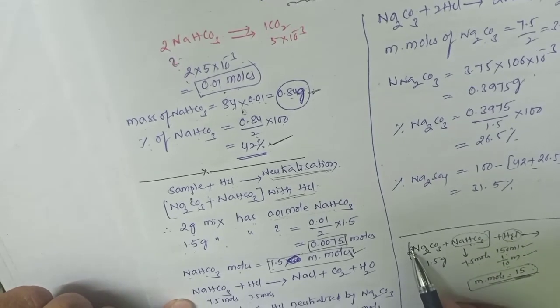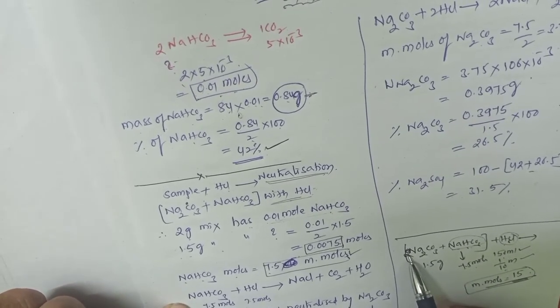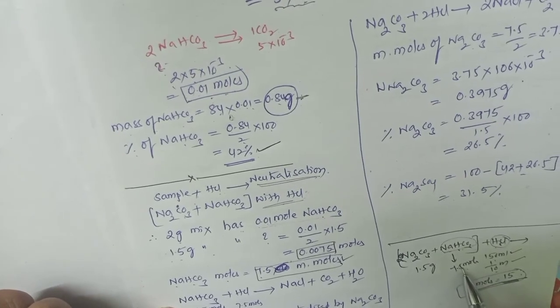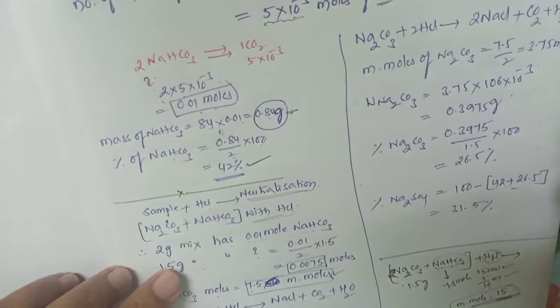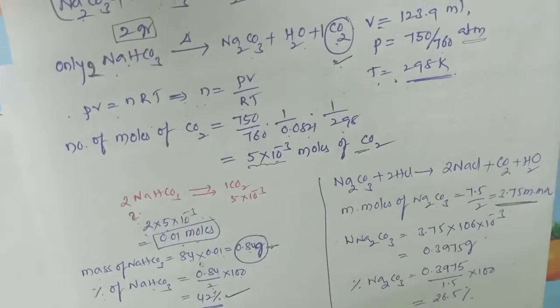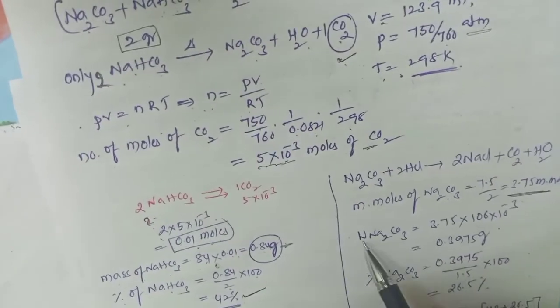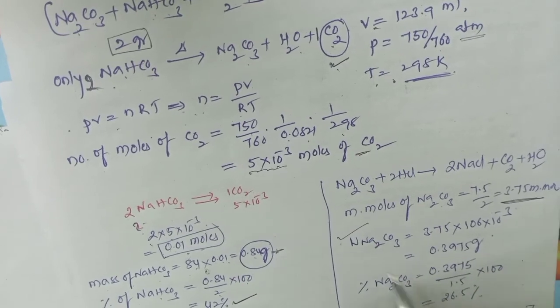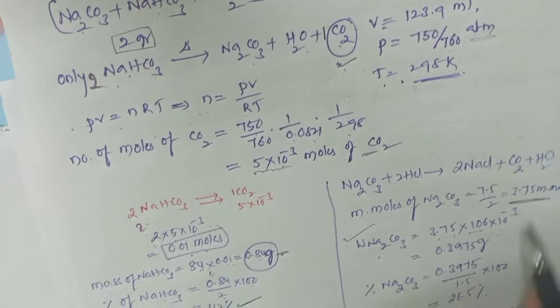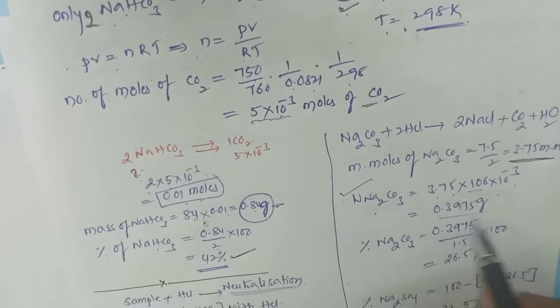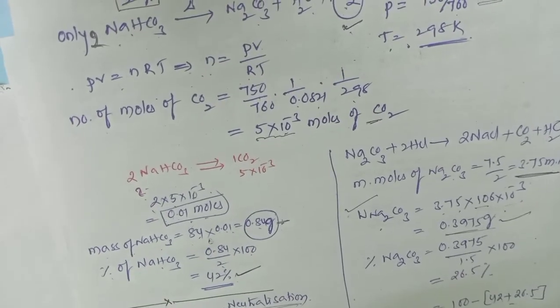Next, by the balanced equation, this is how many moles involved? 2 moles involved. So if it is 7.5, this is how much? 3.75, that is 7.5 by 2. Then you will get 3.75 millimoles. So next find the weight of Na2CO3. 3.75 millimoles into 106, so into 10 power minus 3. Then you will get 0.3975 grams.